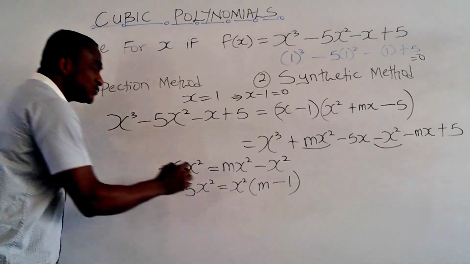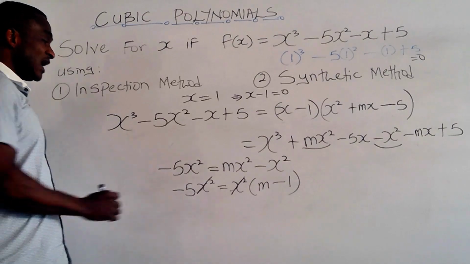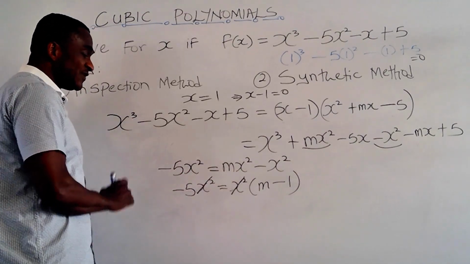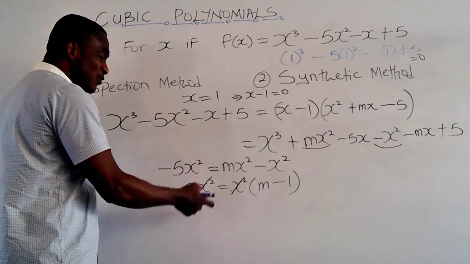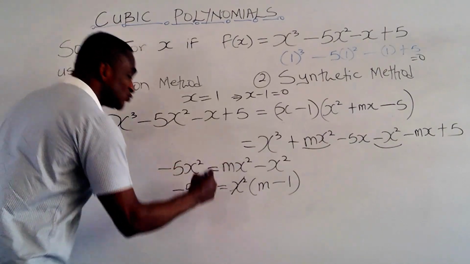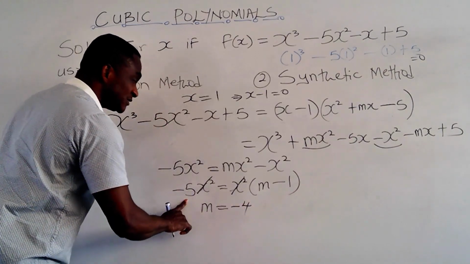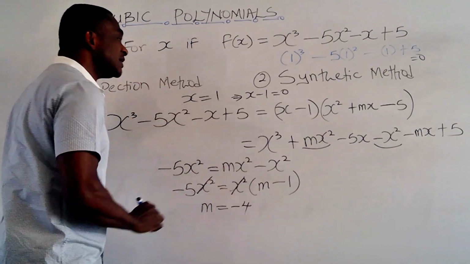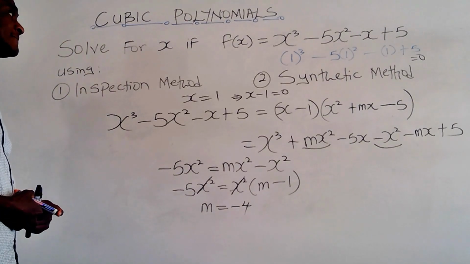Doing this, x squared on this side can cancel out x squared on this side. I have n minus 1 equals 5. If I collect like terms, minus 1 coming over becomes plus 1. n will be minus 5 plus 1, and n will be minus 4. Minus 5 plus 1 gives me minus 4.